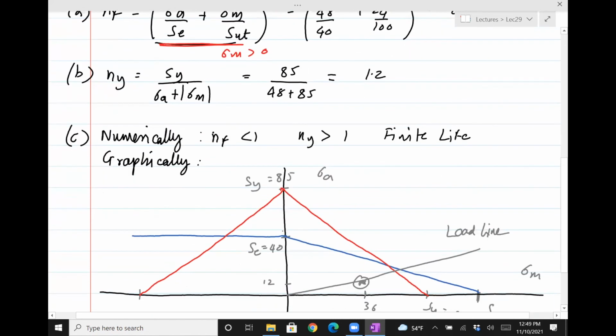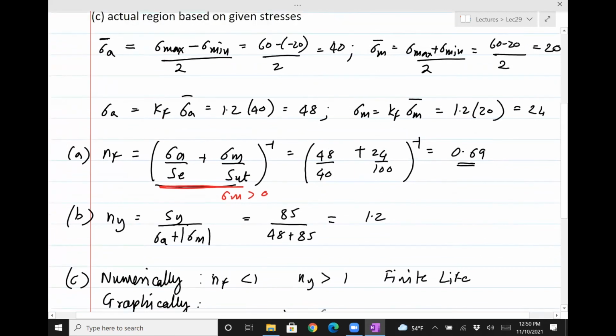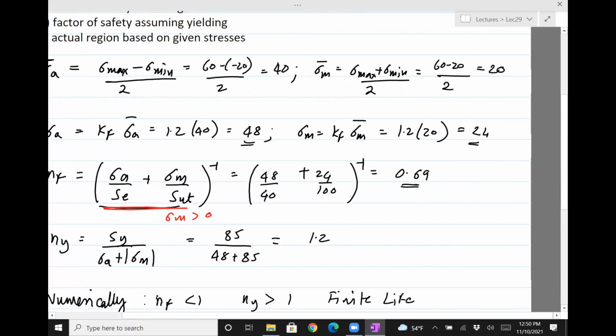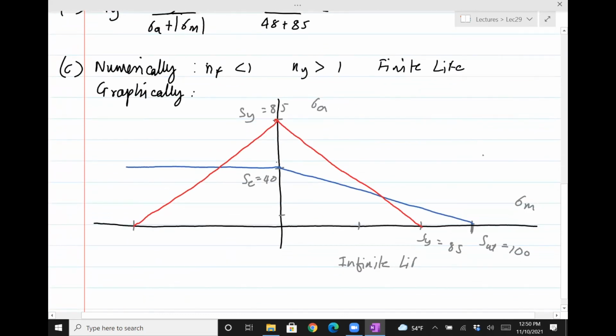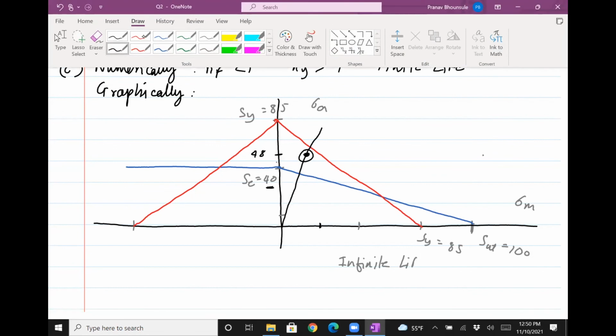If you want to do it graphically, we can get rid of this point. We just have to plot sigma A, sigma m, which is 48, 24. Sigma A is 48, my bad. You can see this is 40, so 48 is probably up. And sigma m is 24. So it's 85, so it's somewhere over here, a quarter of the way. That's going to be my load line, and you can see that it's in the finite life region.